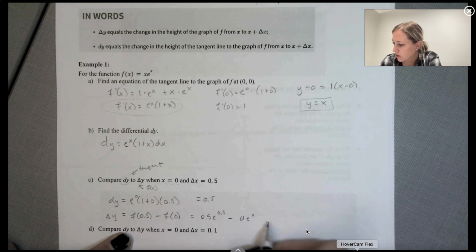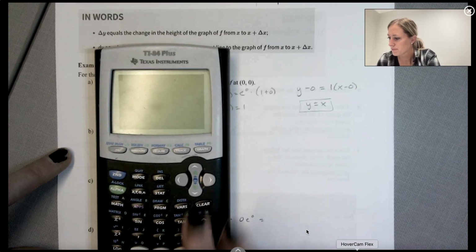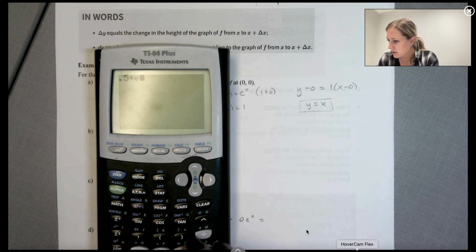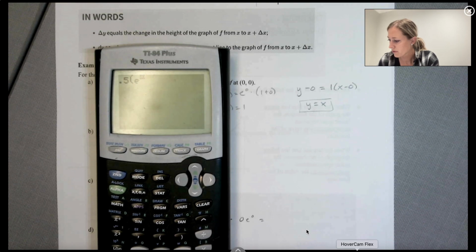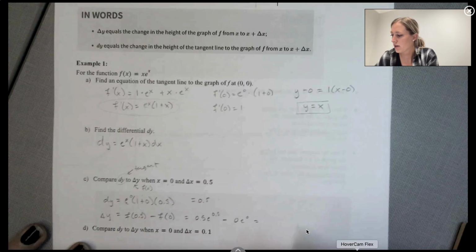So this whole part's going to be 0. So 0.5 times e to the 0.5, I'm going to put that in my calculator. 0.5 times e, and I'm going to put this in parentheses actually, e raised to the 0.5. I'm going to round to 3 decimal places here, so we got 0.824.